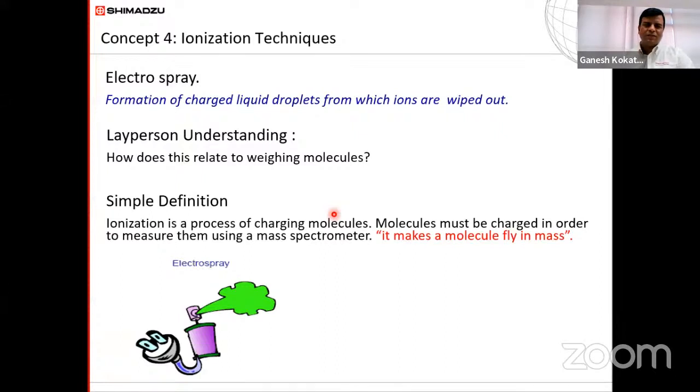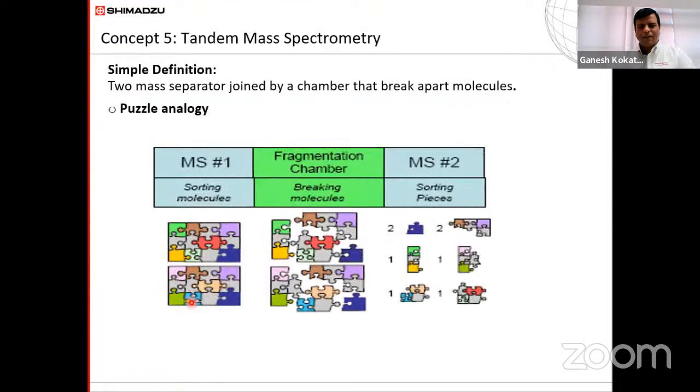So it is the formation of charged liquid droplets from which ions are wiped out. This is the simple definition. If we want to say it's an electrospray, electrospray means ionization, a process of charging the molecules. So we are just charging it by applying some electric charges. How are we applying electric charges? We'll definitely let you know in coming slides.